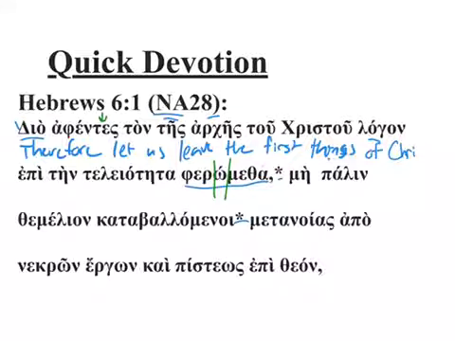Epi. Anyone remember what epi is? And what case it takes? You can look at your vocabulary. Not laying. Not laying would be, the negative is in the next part. Upon. Yep, so we've got to find a place to put the verb. So therefore, let us leave the first things of Christ.